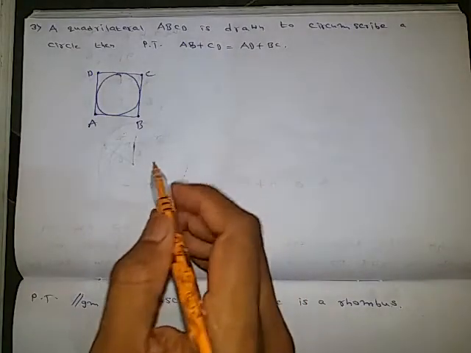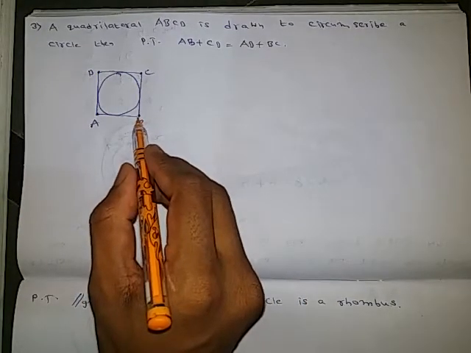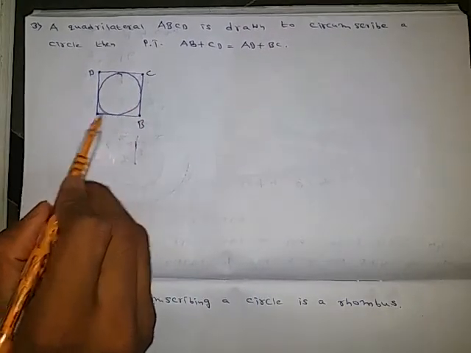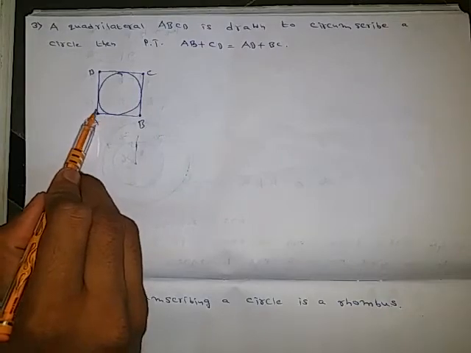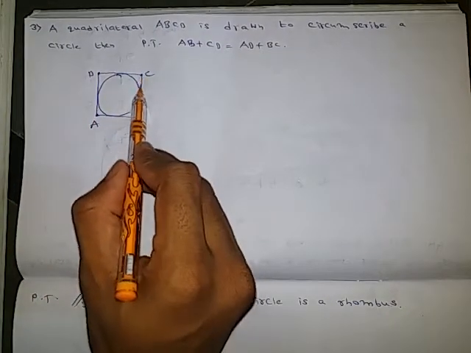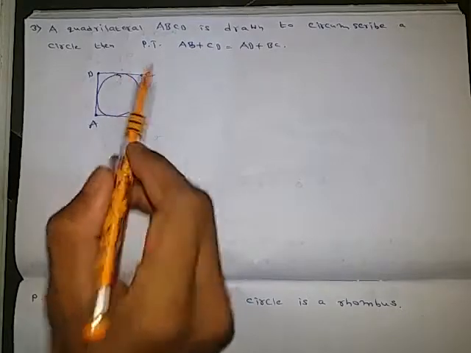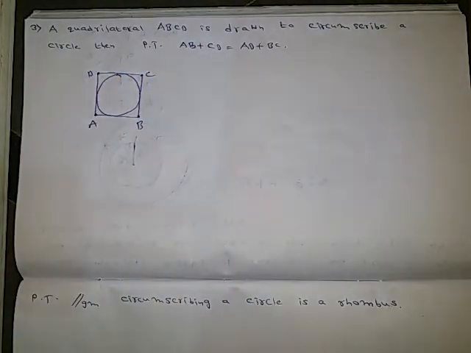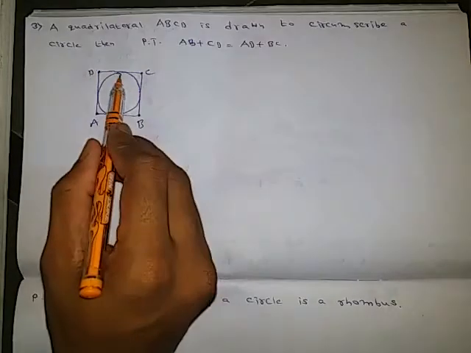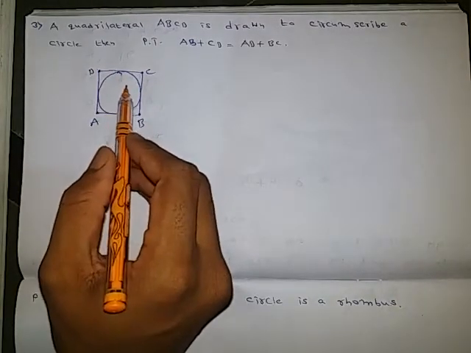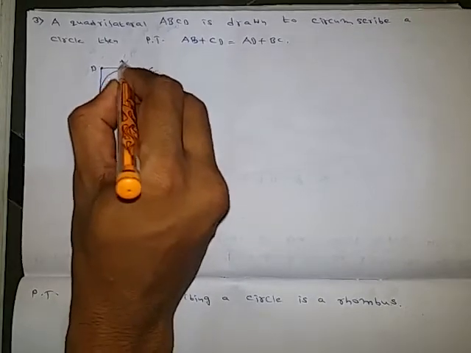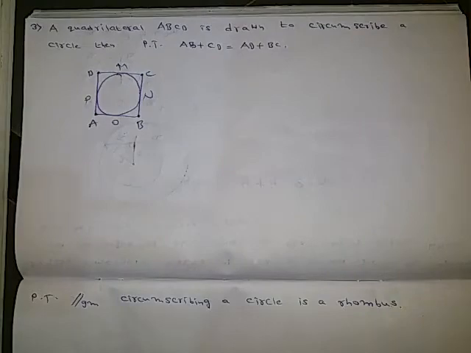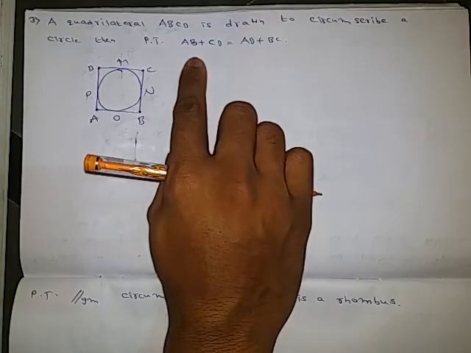Now from B, two tangents we are drawing. One is going upward, one is going left side. From A also one is going right side, one is going upside. From C also one is coming bottom, one is going left. From D also one is going right, one is coming towards down. So now where the circle and quadrilateral are touching with each other, I will name those also, that is M, N, O, P. Now we need to prove this: AB plus CD is equal to AD plus BC.